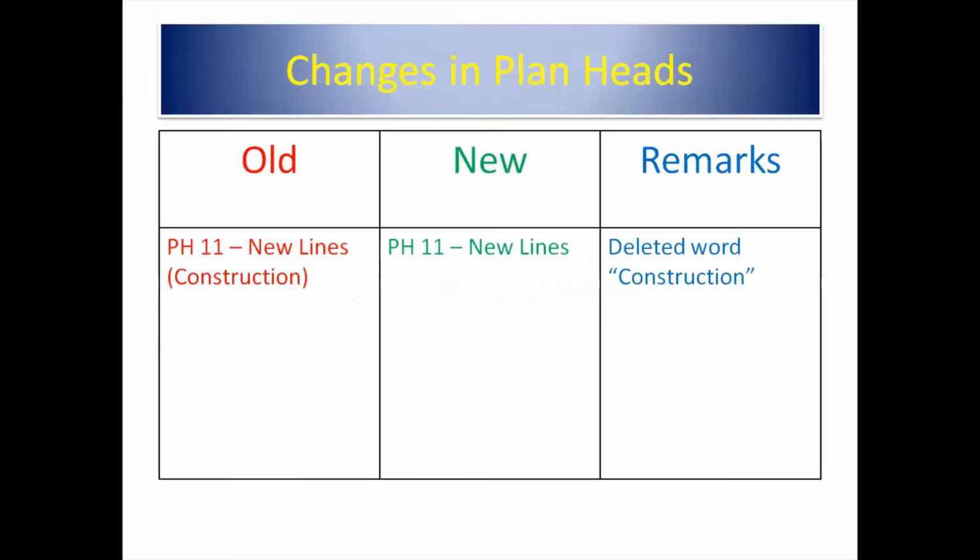We'll discuss some more important recent changes. The previous name of plan head 11 was New Lines Construction, but it was renamed as only New Lines. The word construction is removed. And plan head 12 is deleted. That was purchase of new lines. At the time of independence, the lines were owned by private firms or local Rajas, Nizam and other kings. So the railway purchased them from them. That head was required then, now it is not required.